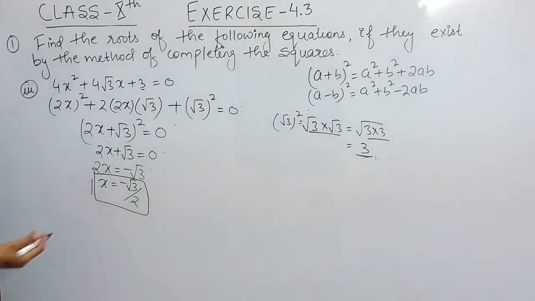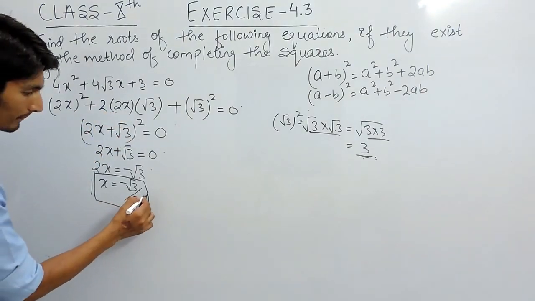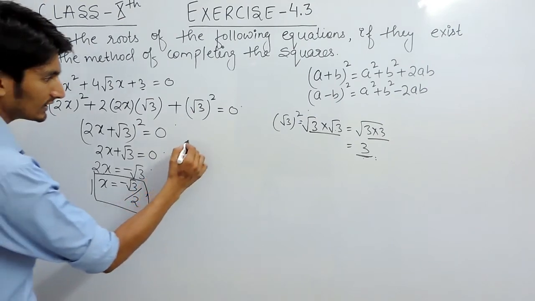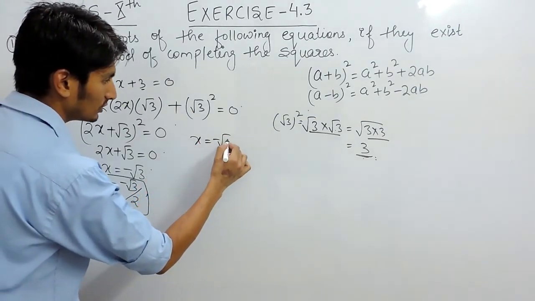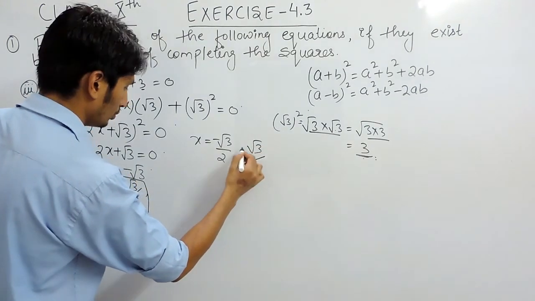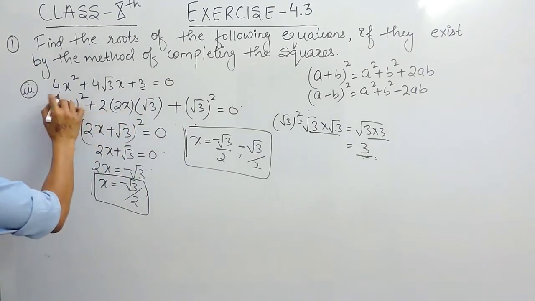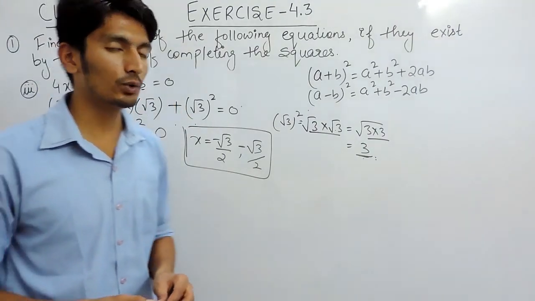Because this is a perfect square, it means the value of x must be the same, or you can say the value of x must be minus root 3 upon 2 and minus root 3 upon 2. So these two must be the values, the roots, for this particular quadratic equation.